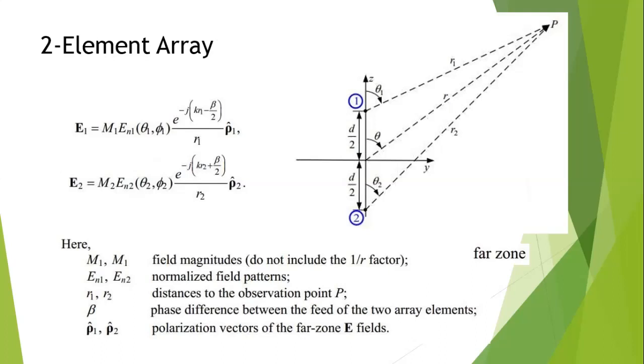In this diagram, P is the observation point. From the observation point to the antenna, theta 1 is an angle. r1 is the distance from the other antenna. Theta 2 is another angle too. d by 2 is a distance of the antenna, and another d by 2 is the other antenna. The total distance is d.